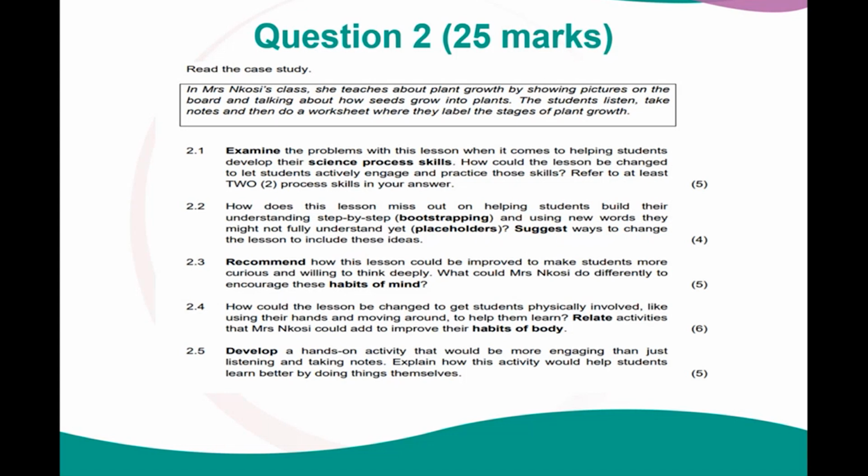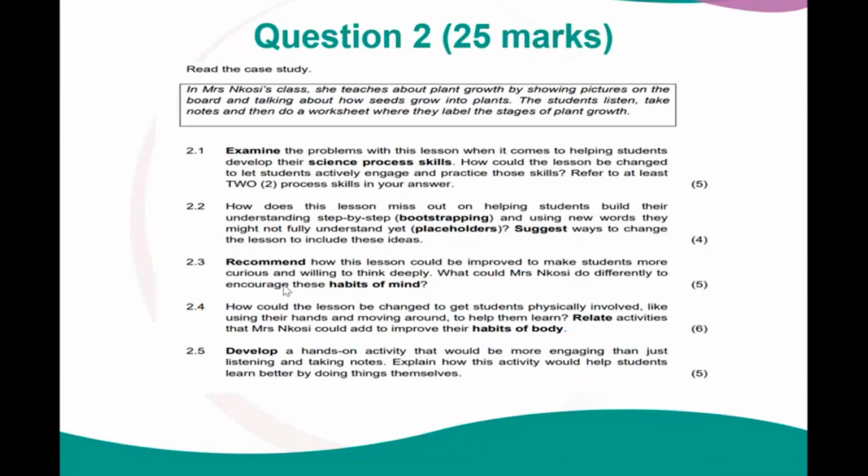And remember, now you're examining the problem: passive learning. Learners are not doing real science. And how can you fix this? You're going to think of adding real, exploring activities, like maybe seed planting. Then you're going to think of the process skills, at least 2, and you're going to refer to these 2 process skills and how the lesson could be changed to let students actively engage and practice those skills. So this question is 5 marks.